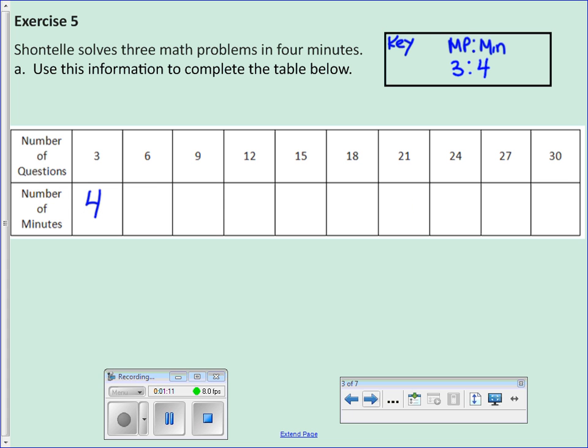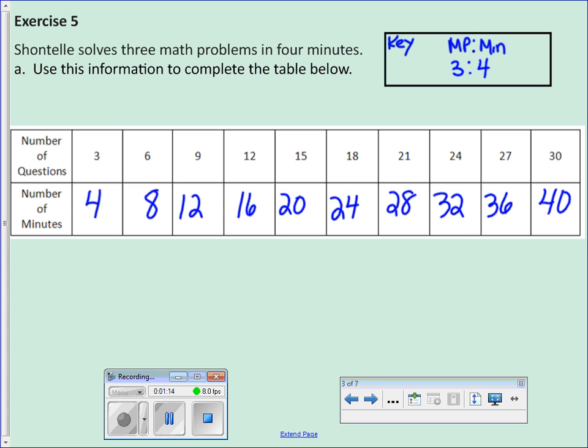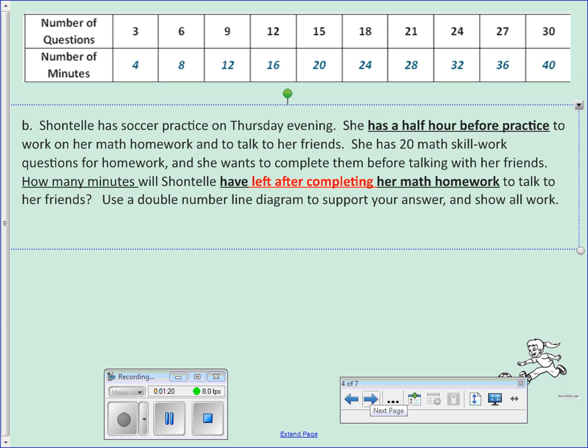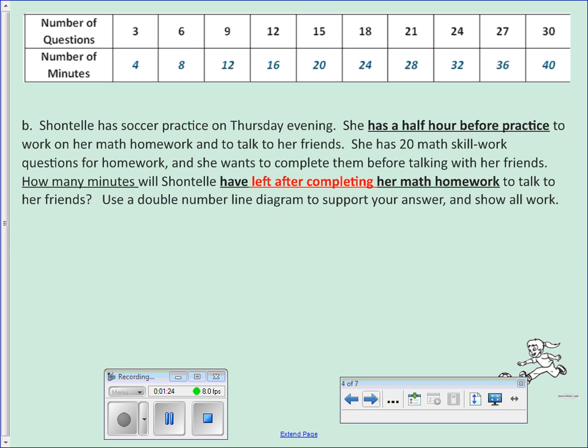complete your table. Okay, now that we've scaled up and our table is filled with equivalent ratios, let's find out exactly what they're asking us for. Okay?